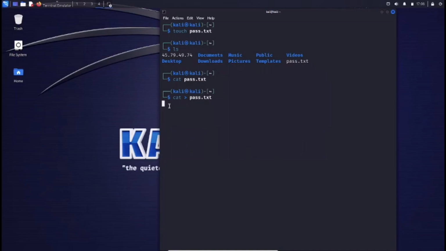2. Forensics and incident response. Kali Linux provides a range of tools for digital forensics and incident response, allowing investigators to analyze and recover data from compromised systems. 3. Wireless network security.